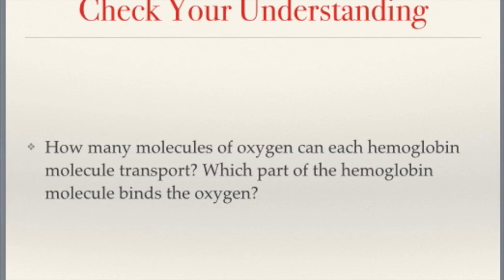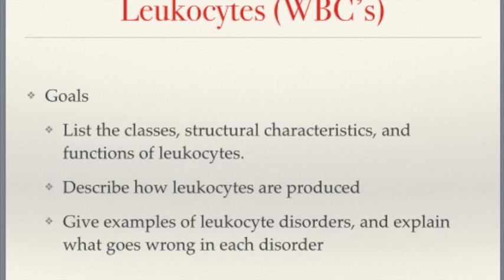And I kind of already answered the second part of this question. Which part of hemoglobin binds to oxygen? The heme group binds to oxygen. Very specifically, it's the iron molecule at the center of the heme group that binds to oxygen. All right, white blood cells.